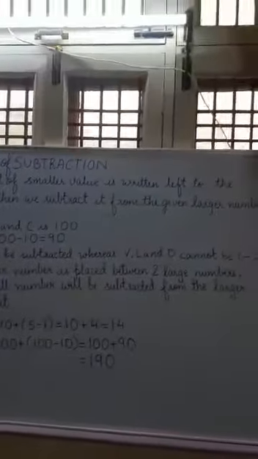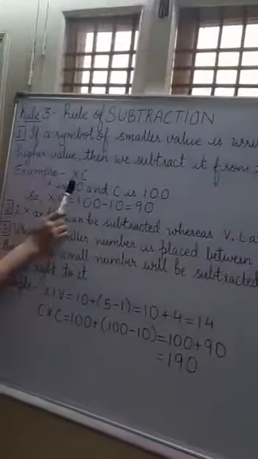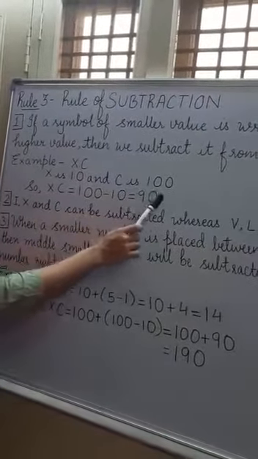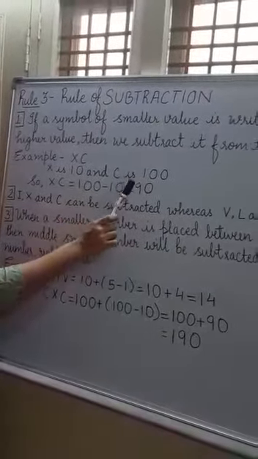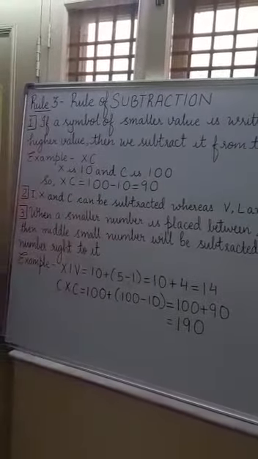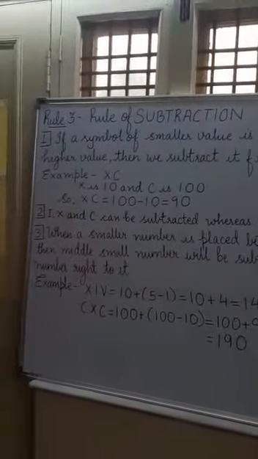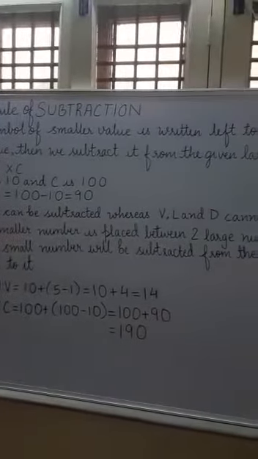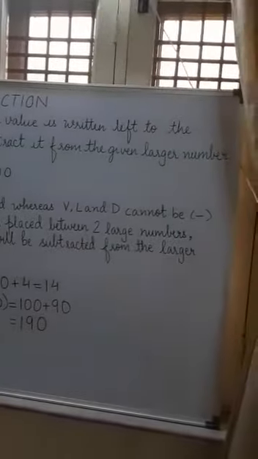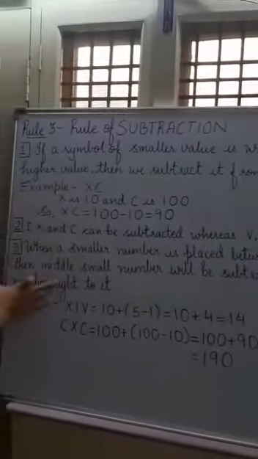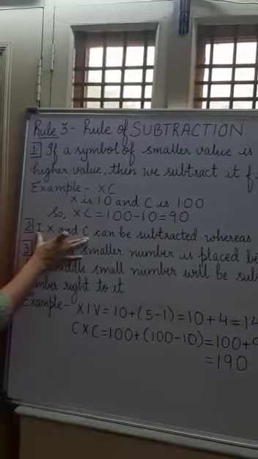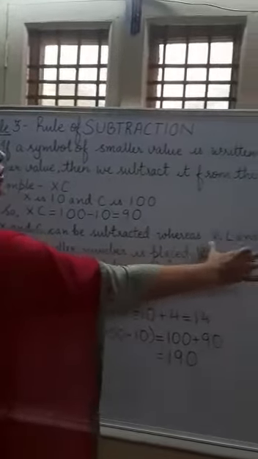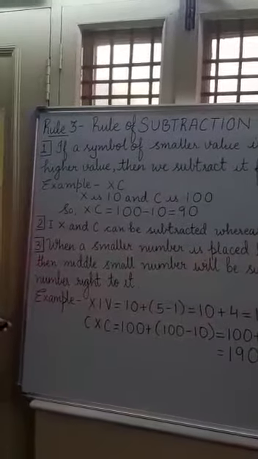Suppose XC. X has the value of 10 and C has the value of 100. So XC will be 100 minus 10, which equals 90. So the next point is, I, X and C can be subtracted, whereas V, L and D cannot be subtracted. That means only these symbols have the smaller value, so they can be subtracted. These symbols cannot be subtracted from any of the bigger Roman numerals.